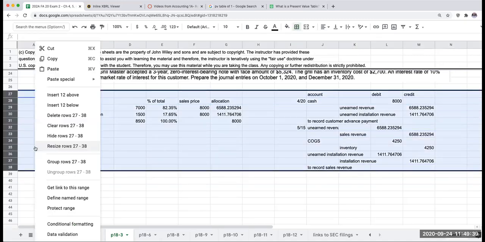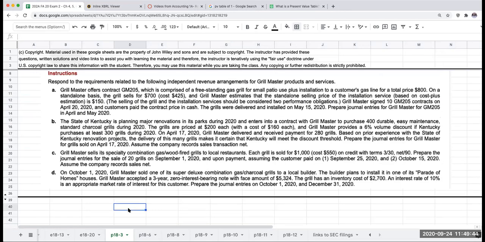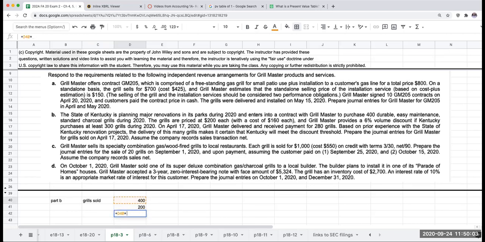So what we're going to do for this one is we're going to say, okay, how much are we actually going through and receiving? Well, for part B, grills sold is going to be 400. They're priced at $200 each for a total of $80,000.